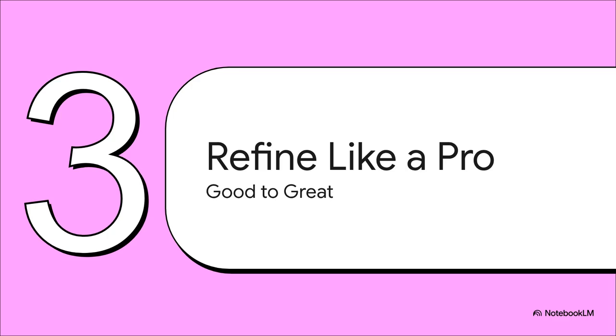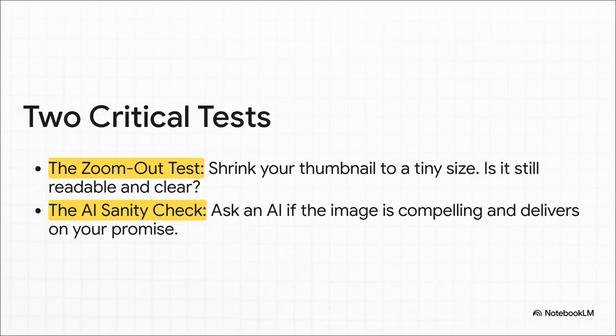So you've got your 3 elements. Your thumbnail is starting to look pretty good. But how do we take it from just good to great? Let's talk about a couple of pro-level checks that can seriously elevate your work. Here are 2 absolute game changers. First is the zoom out test. Once you've designed your thumbnail, shrink it way down, like to the size it would be on a phone screen in the corner. Can you still tell what it is? Is the text still readable? If not, you need to simplify.